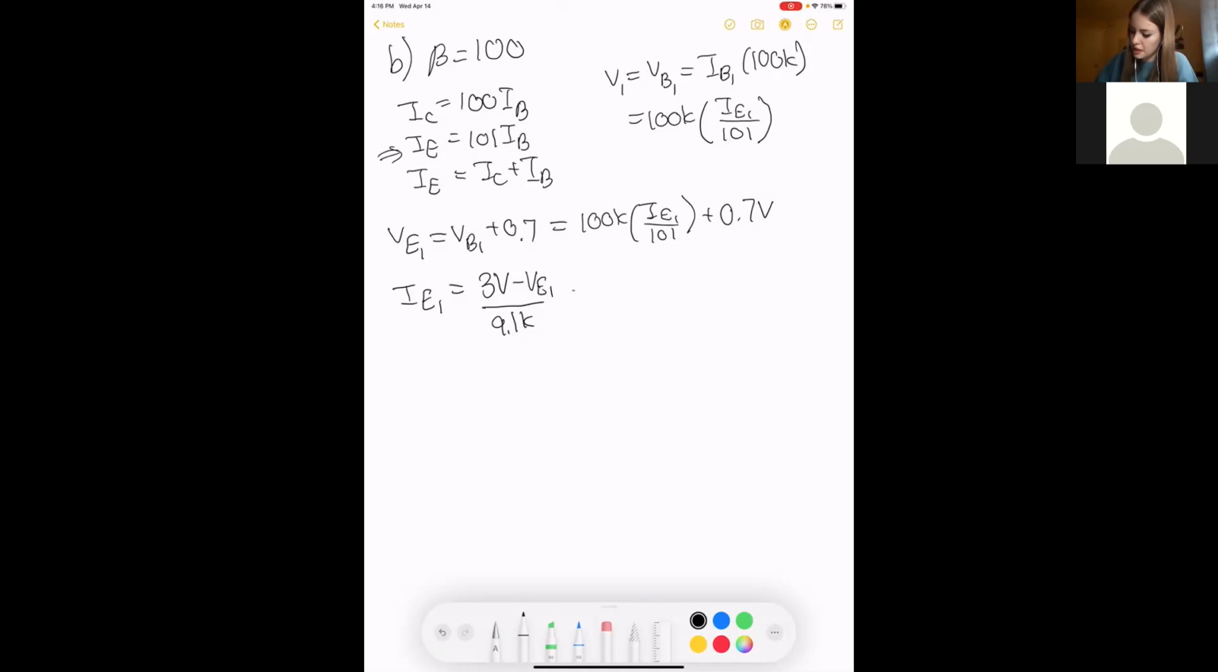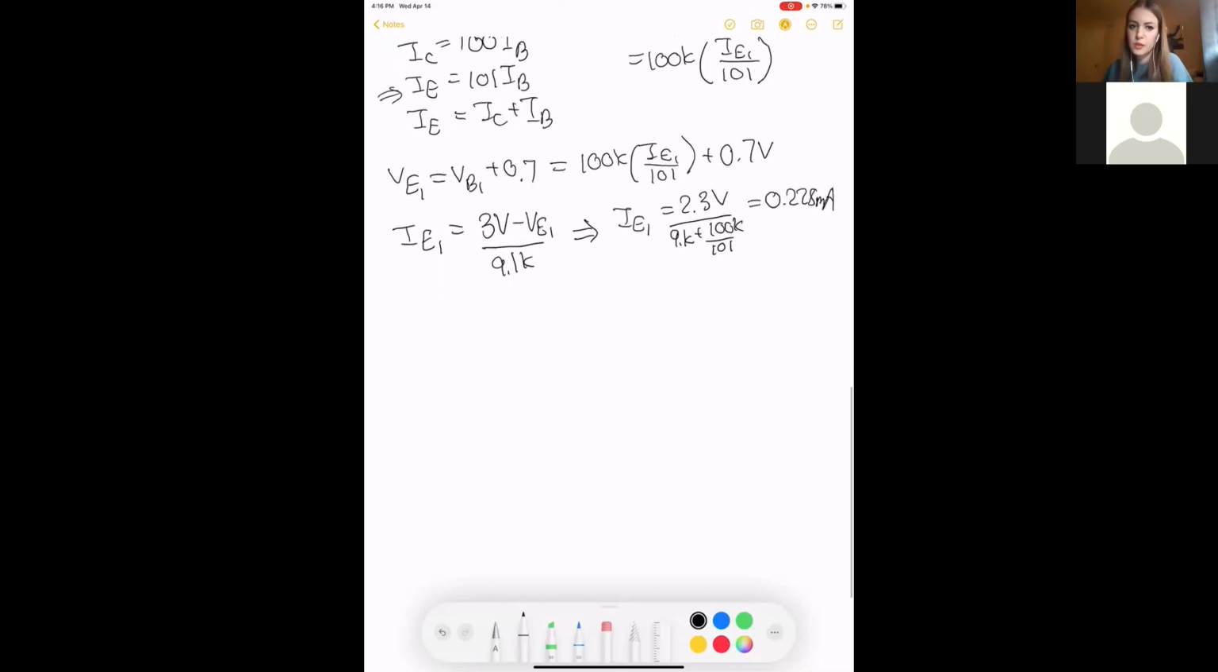All right, so rearranging this, basically, when you sub everything in, you're going to sub this VE1 in. So you're going to get that IE1 is equal to 2.3 volts divided by 9.1K plus our 100K divided by 101. And this is going to get us 0.228 milliamps.